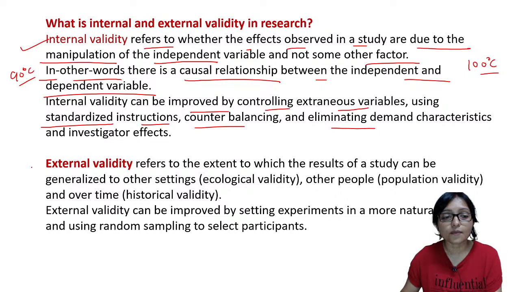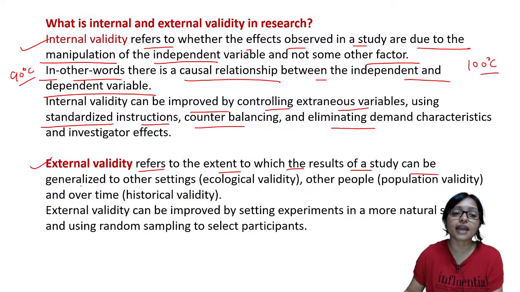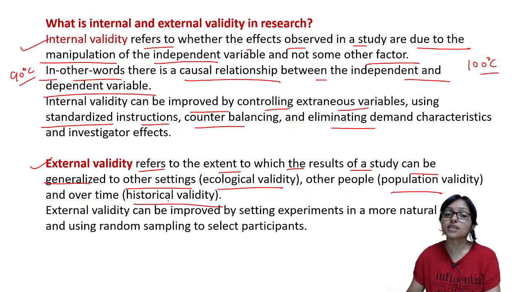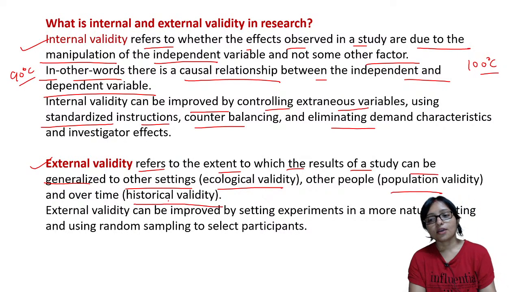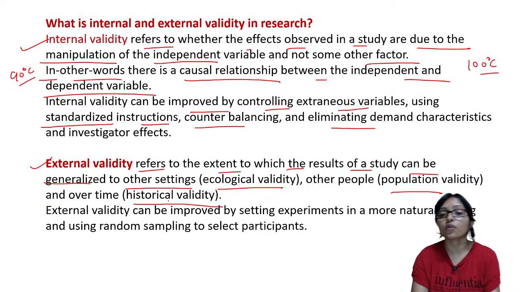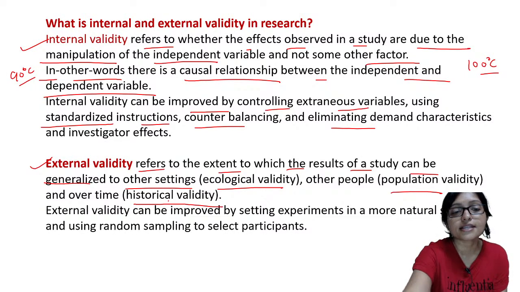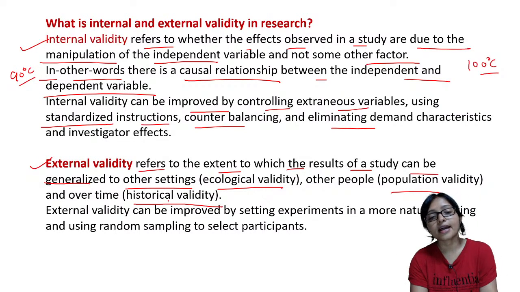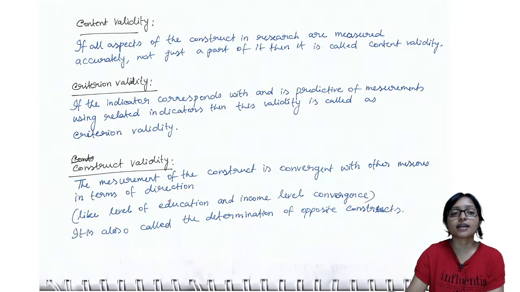What is external validity? External validity refers to the extent to which the results of a study can be generalized to other settings. How? Ecological validity, other populations, over time, or historical validity. These are external validity. Means externally you are going for an ecological system, you are going for other populations. These are the external part. Maybe that external one is affecting your research, that's why these are called external validity.